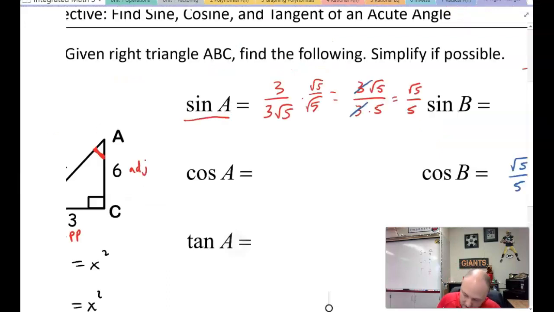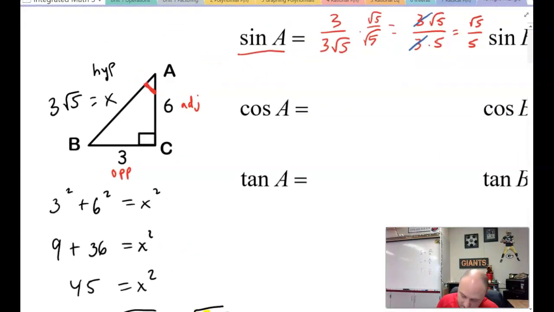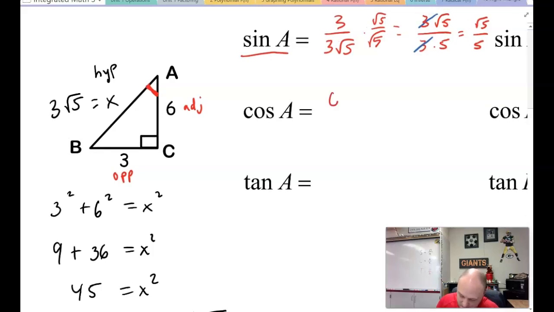All right, cosine of A. Cosine is adjacent over hypotenuse, so that's going to be 6 over 3 root 5. Again, I need to go ahead and rationalize this.